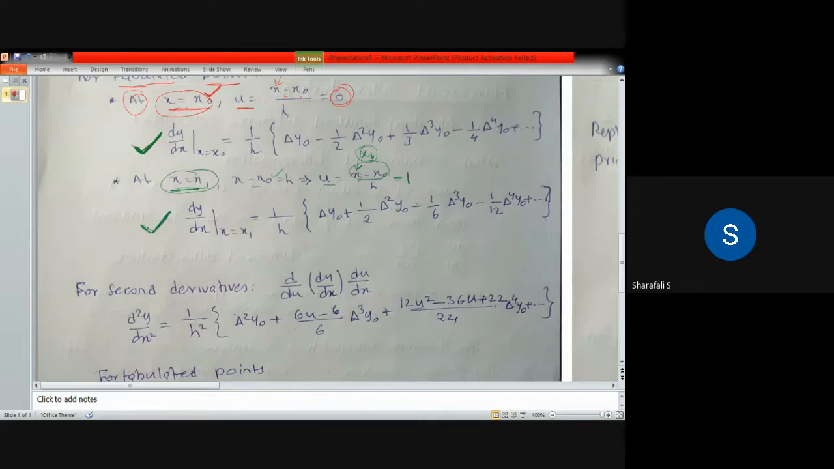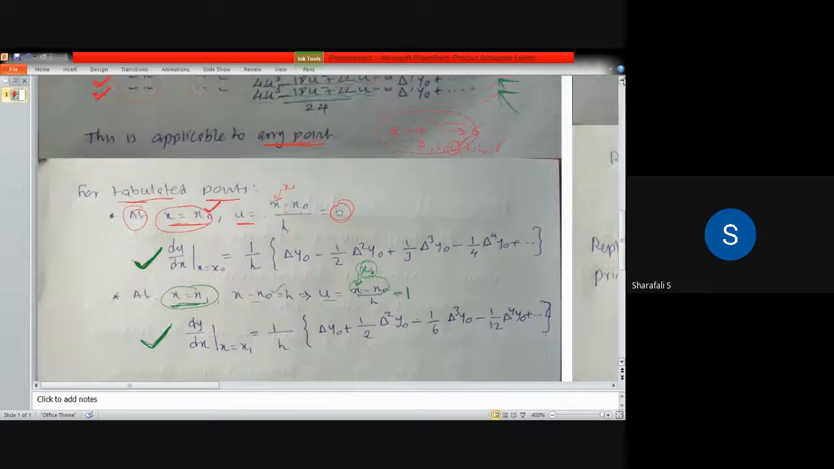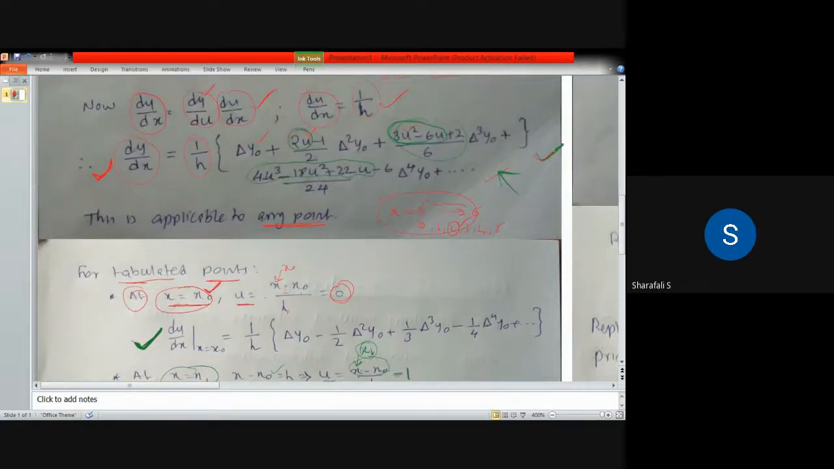So this is the second case, and similarly you can consider x equal to x2, x equal to x3, all those tabulated points. In general, you can apply this equation for any points.